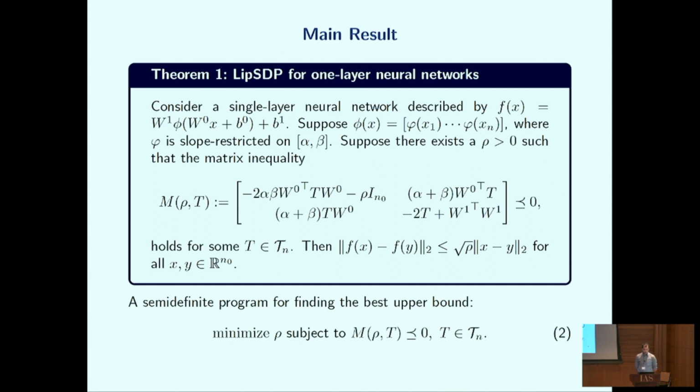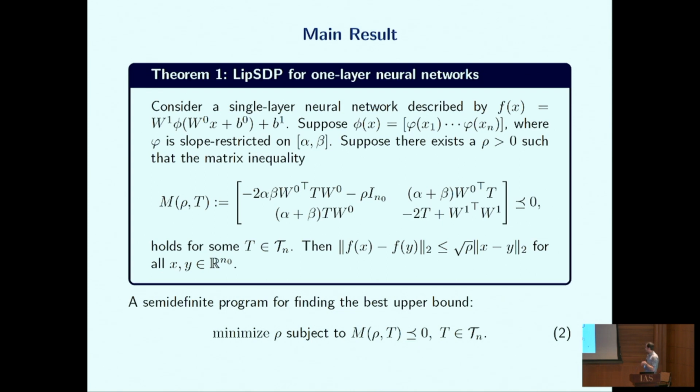So consider that we have this one-layer neural network characterized by the weight matrices W0 and W1 and biases B0 and B1. And we assume that the activation functions are slope restricted in the interval alpha and beta. And we define the following matrix inequality, parameterized by constant rho, and the matrix T that parameterizes the quadratic constraint. And the main result is that if this matrix inequality is satisfied for some matrix T and some constant rho, then the square root of rho is a guaranteed upper bound on the Lipschitz constant.